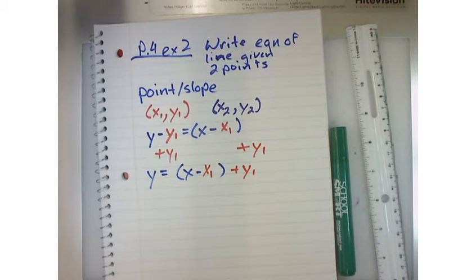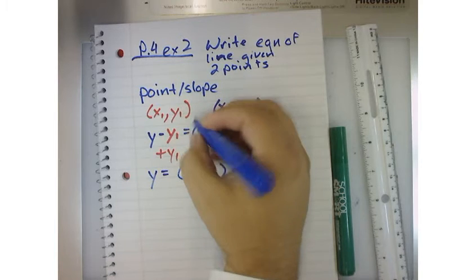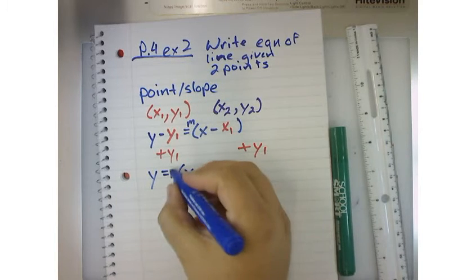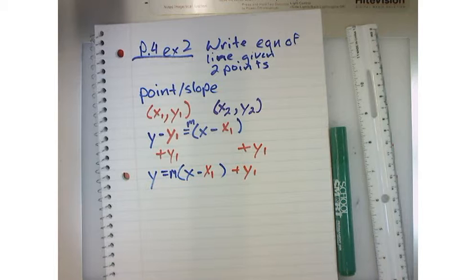Okay? And then, oh, I forgot the most important thing. It's the point slope form because we have the slope in here, right? So the slope goes right here and the slope goes right here. Does that make sense? Any questions so far?